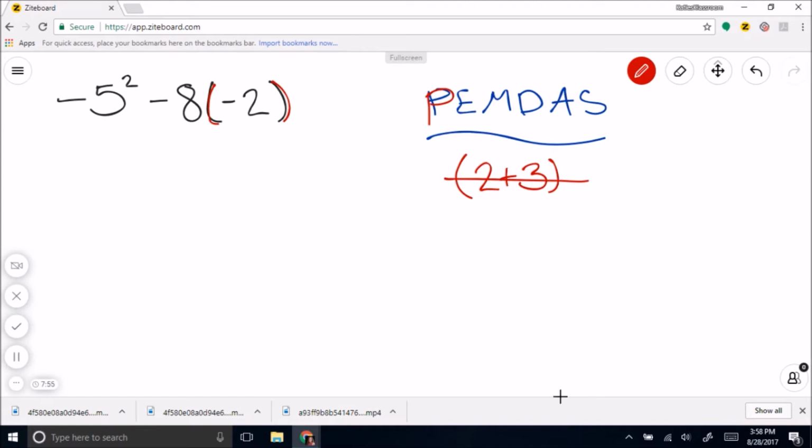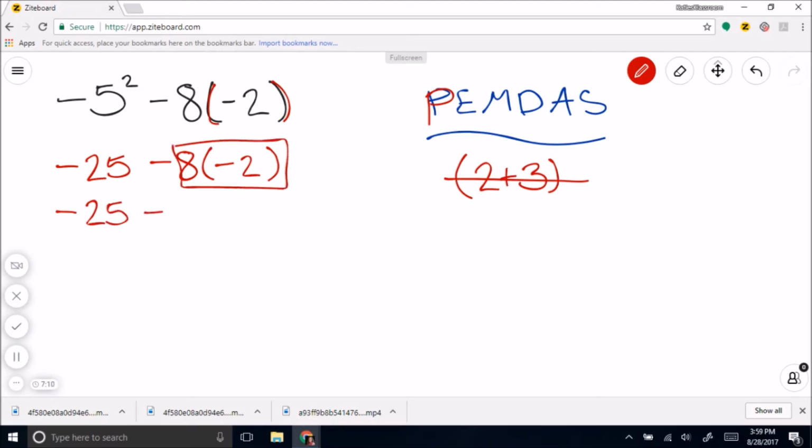We're starting with exponents first. Negative 5 squared is negative 25. You'll have questions on how I got negative 25. That video is linked in the description box below. Okay, let's continue with the problem. So negative 25 minus 8 times negative 2. So we need to consider here that this is subtracting 8 times negative 2. So negative 25 minus 8 times negative 2 is negative 16.